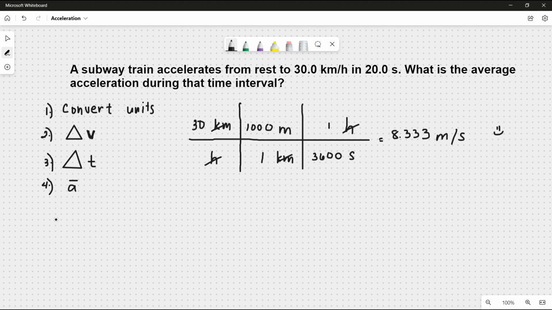When the problem states that the train starts from rest, you can write down that the initial velocity is 0 meters per second. Final velocity is equal to 8.333 meters per second. And change in time is 20 seconds. Next, we have to calculate the change in velocity, where the plus sign means the change in velocity is to the right.